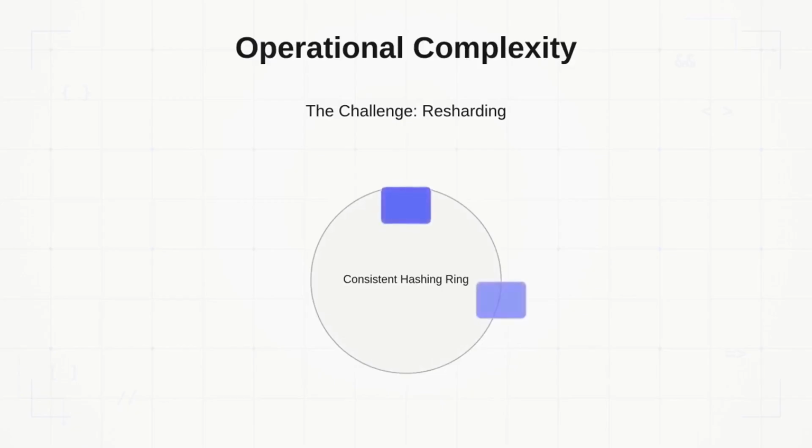If you use simple modulo hashing, adding one server changes the destination for almost every key, requiring a total data migration. To solve this, engineers use consistent hashing, or virtual buckets. These techniques ensure that when a shard is added, only a small fraction of the data needs to move. Even so, the operational overhead of managing 50 databases instead of one is a massive burden on any engineering team. Monitoring, backups, and schema migrations all become n times more complex.